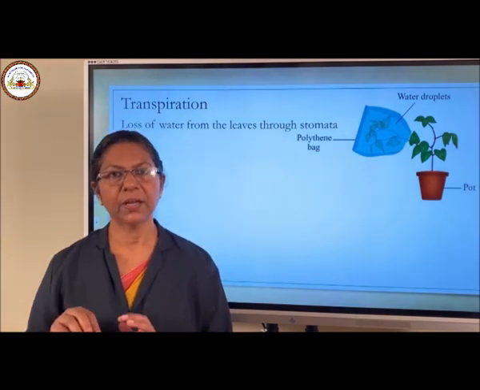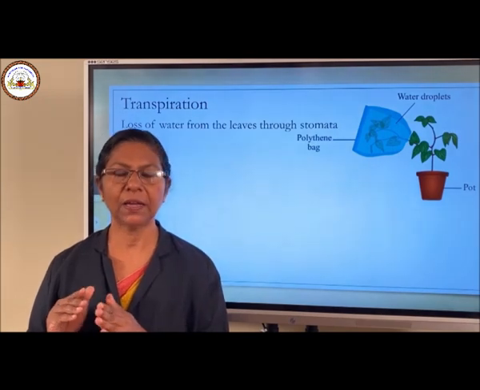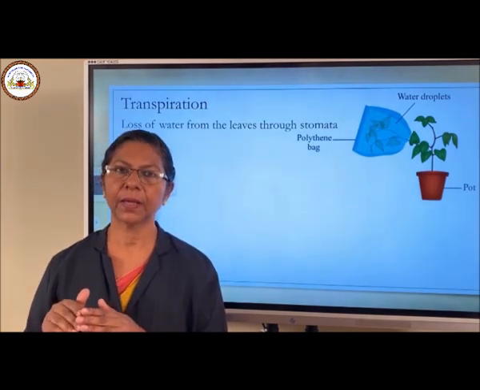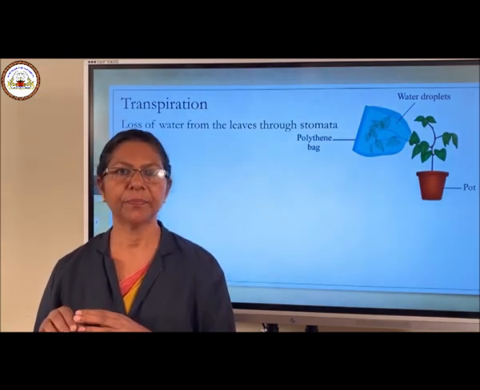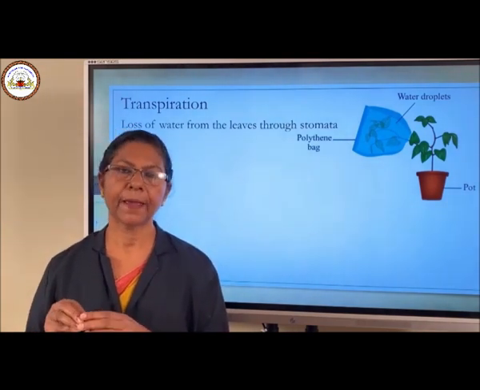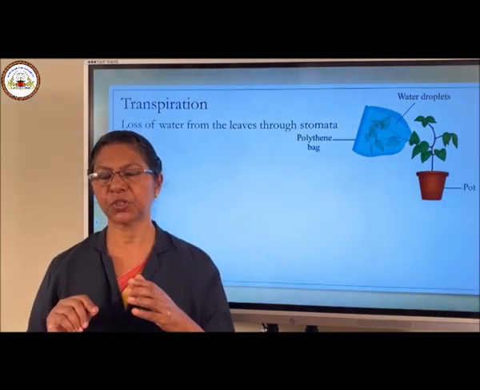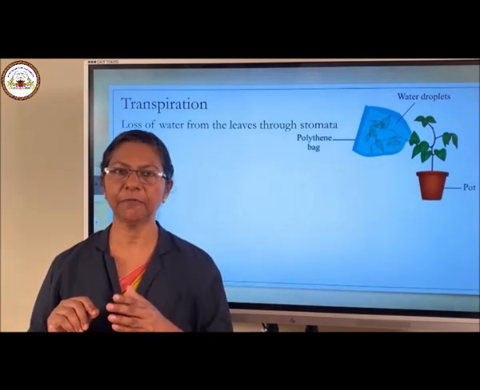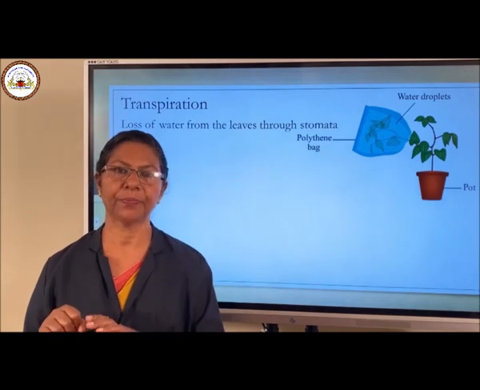Then after that, in one of the leaves, we have to cover half of the leaf with a black strip and keep this potted plant again in sunlight for a day. After that, pluck the leaf which is covered with the black strip. Only half of the portion is covered with the black strip. Pluck the leaf, and we do the same starch test that we did now.